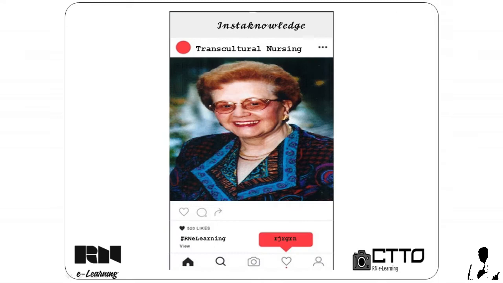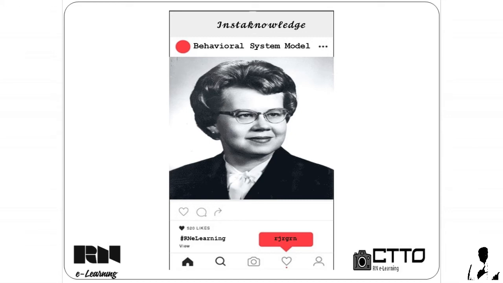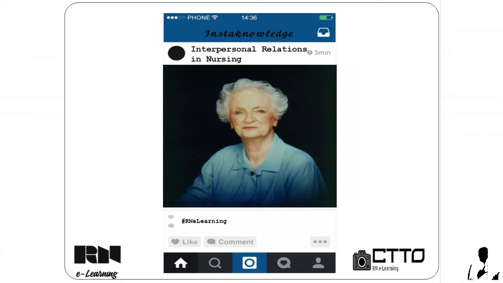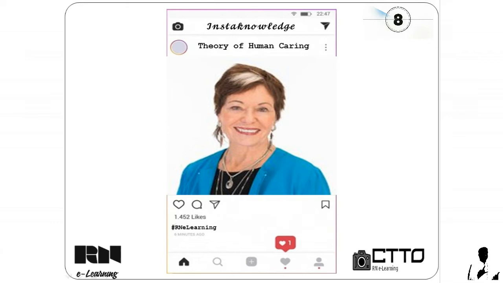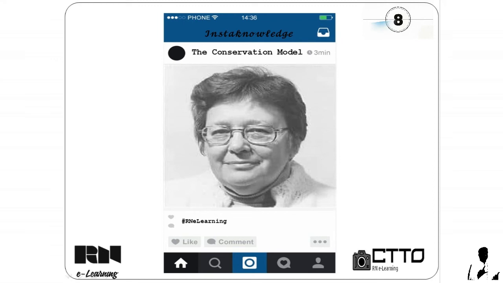8. Transcultural nursing. 9. Behavioral system model. 10. Interpersonal relations in nursing. 11. Nursing process theory. 12. Theory of human caring. 13. The conservation model. 14. Theory of human becoming.